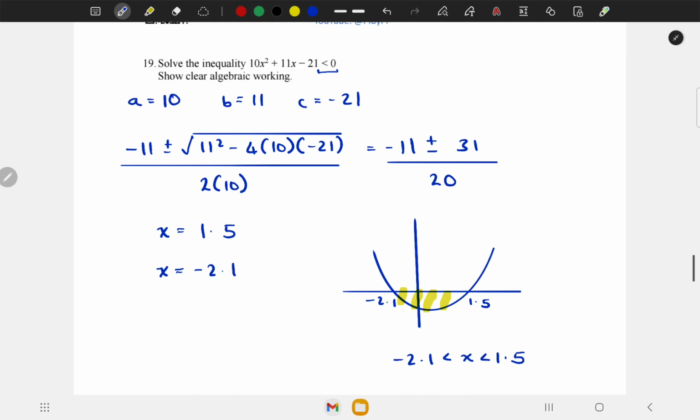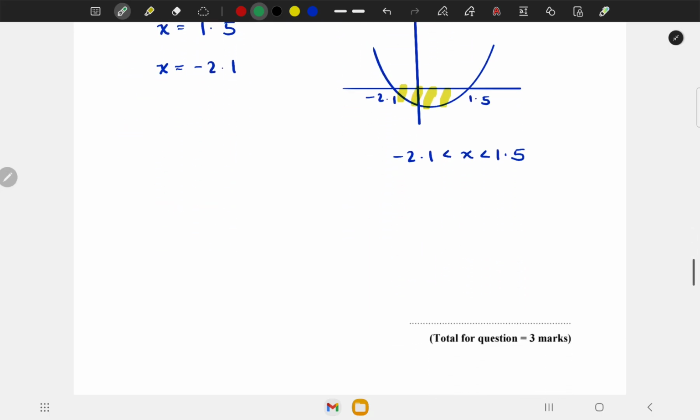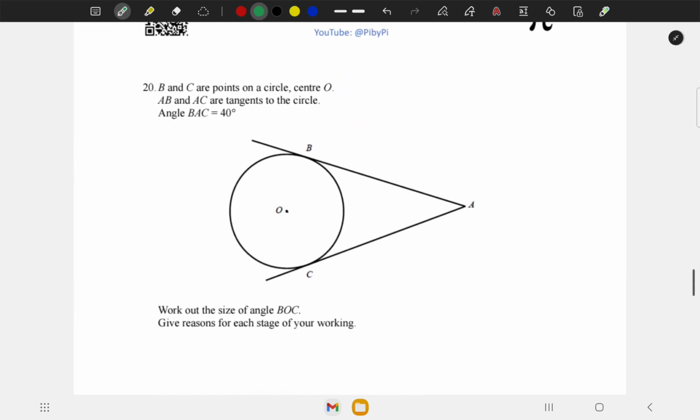On the flip side, if the question said the region greater than 0, it means I'm looking at the region above, and I would give two answers. x is less than negative 2.1 and x is greater than 1.5. But that wasn't our question, so we're going to just erase these from here. Okay, let's move on to the next question.